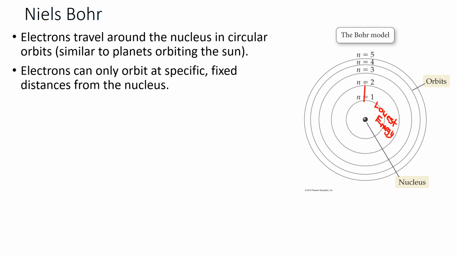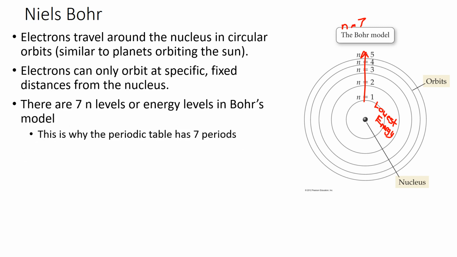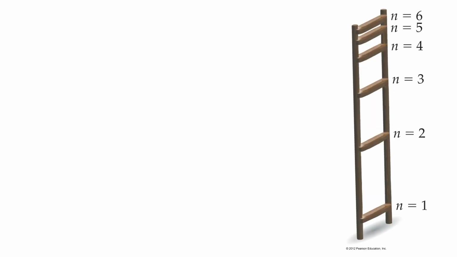And you gain energy as you move outward. We have actually 7 energy levels, just like there's 7 periods on the periodic table. That's kind of why we built the periodic table we have, because we're recognizing 7 different energy levels, or 7 different quantum levels. So the further you are from the nucleus, the higher the energy of the electrons. So there are 7 energy levels, or 7 quantum levels in Bohr's model. That's why the periodic table has 7 periods or 7 rows.